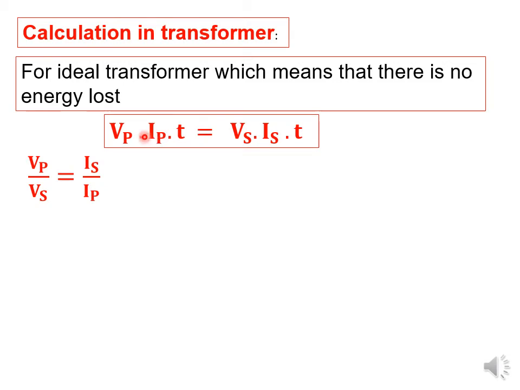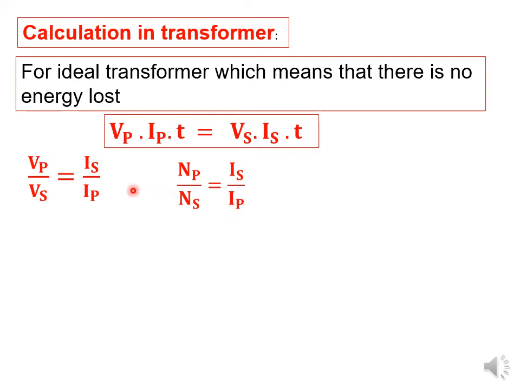From that relation, potential difference between ends of primary coil to potential difference between ends of secondary coil equal electric current intensity passing through secondary coil to electric current intensity passing through primary coil. Also, we can find that number of turns of primary coil divided by number of turns of secondary coil equal electric current intensity passing through secondary coil to electric current intensity passing through primary coil.